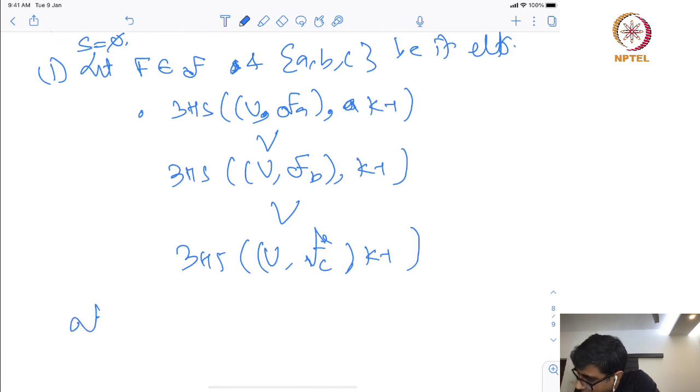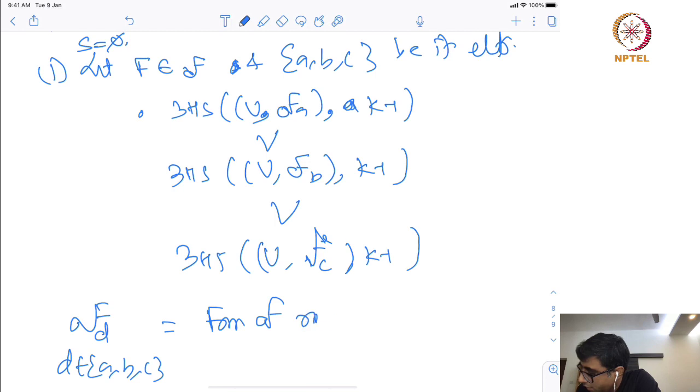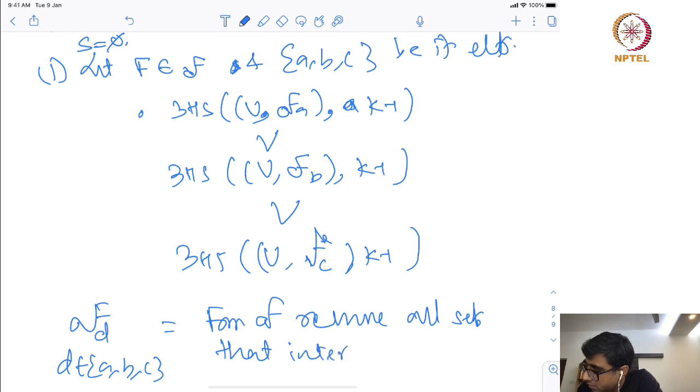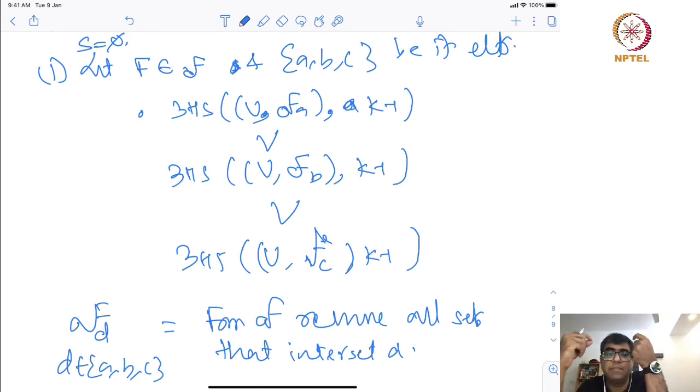And what is F_d? D belongs to a, b and c. From the family, remove all sets that intersect d. So basically I have looked at F_a. Now that I have decided that a must belong to my solution, I remove all the sets that contain a, because those are already hit by a, so you don't need to hit them any more. That reduces the problem to hitting the new family F_a.